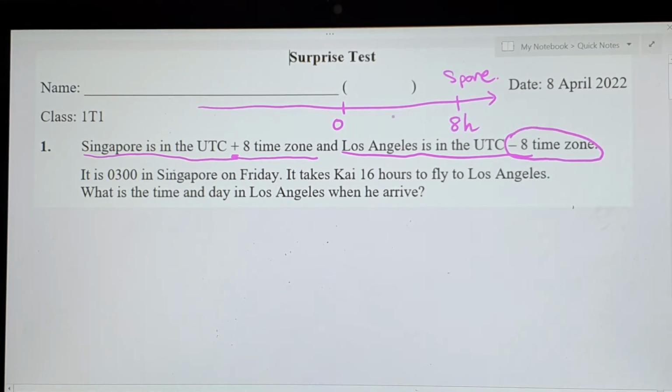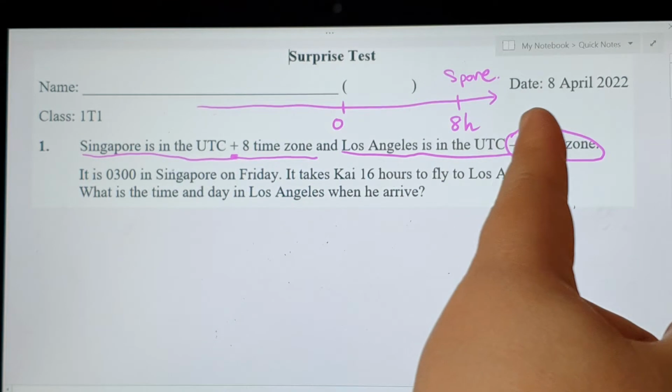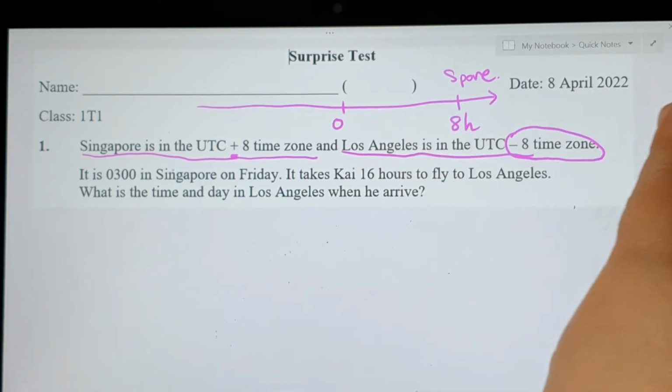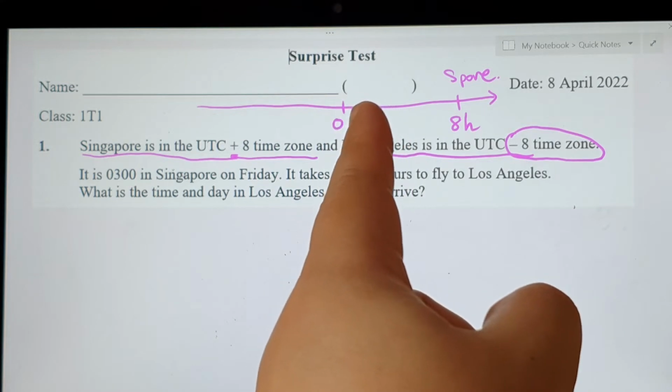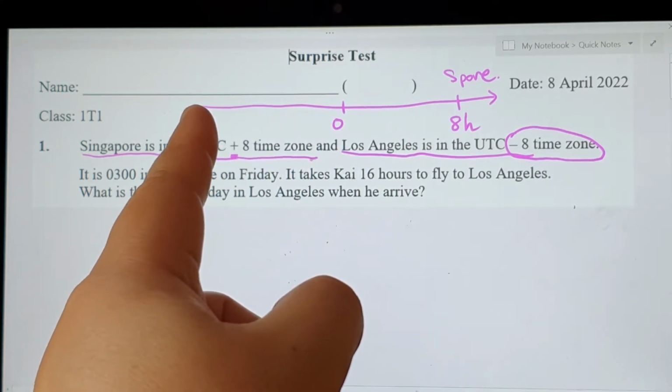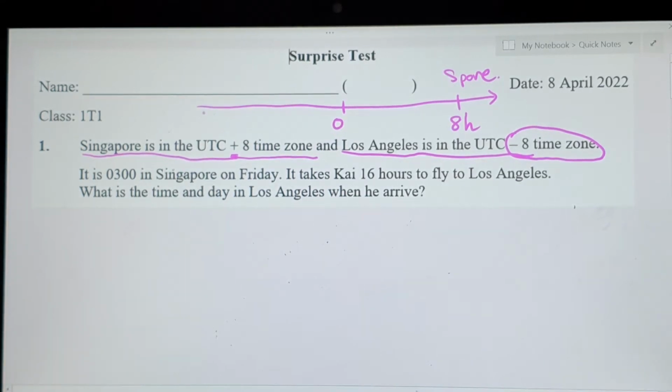It means that this side is positive, right? Like 0, 1, 2, 3, 4, 5, 6, 7, 8, so on and so forth. If you go to the left of 0, it'll be minus 1, minus 2, minus 3, minus 4, so on and so forth. So this will be minus 8. Alright, and this is Los Angeles. I use short form LA.